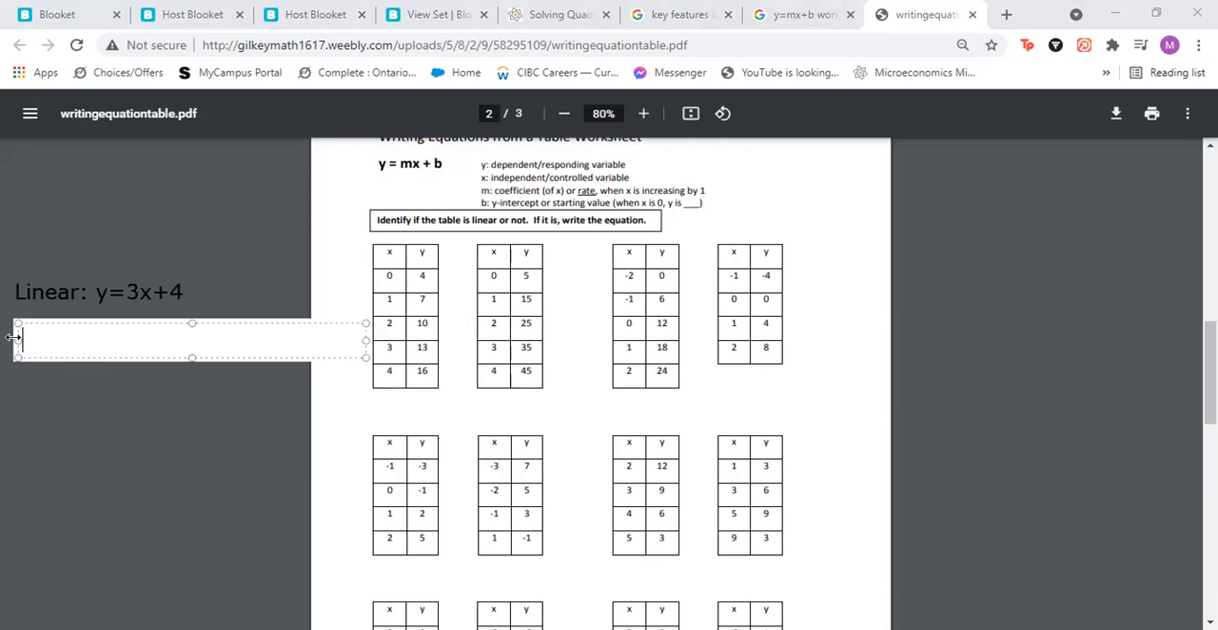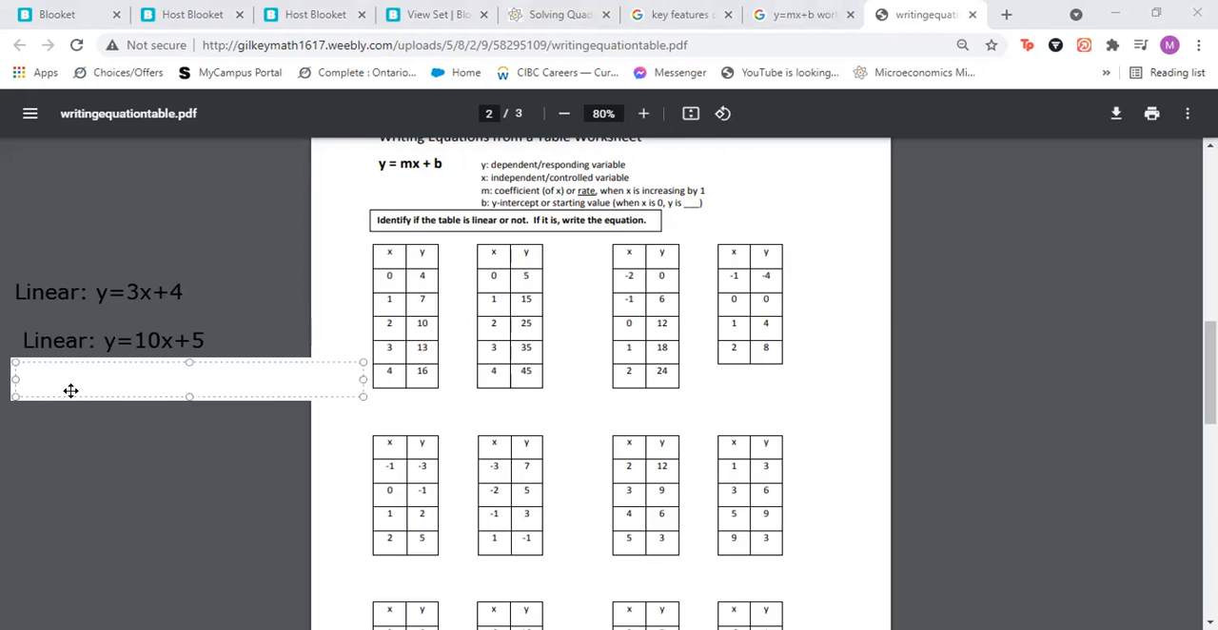Would it be linear or not? Let's see. It would be non-linear. It'd be linear. Oh wait, no, linear is right. I wasn't paying attention to the numbers. Linear. And then what would be the equation for this one? Y equals 5x plus 10. So it would be 10x plus 5. So we'd start at 5, and we'll go up by 10 every single instance. Okay. So what about the next one?